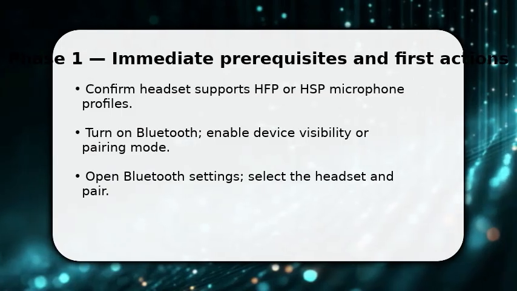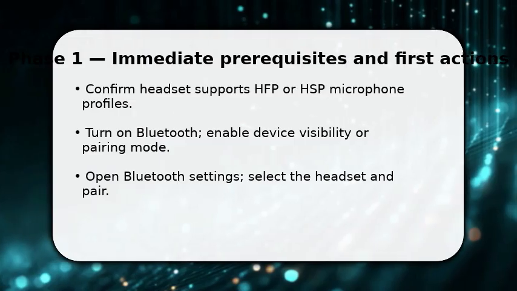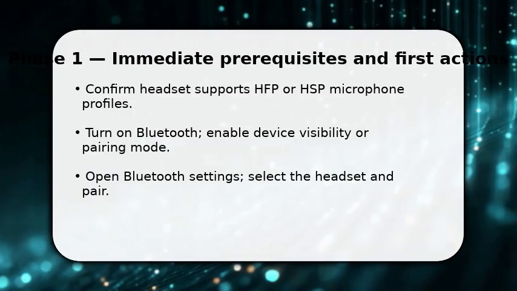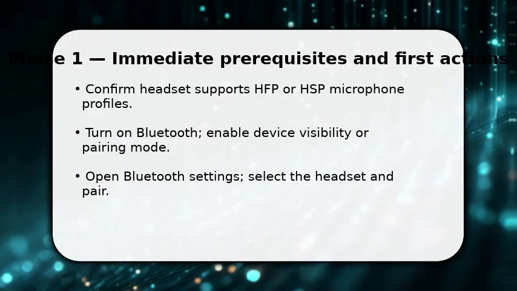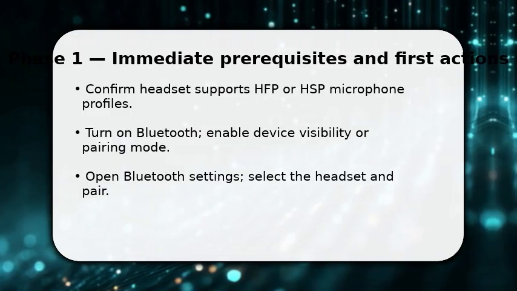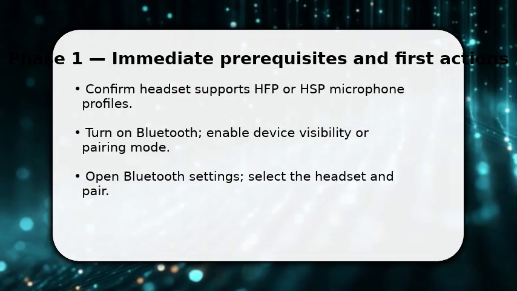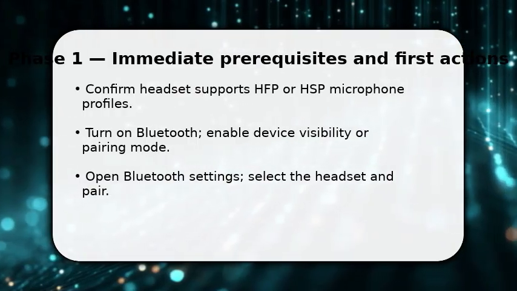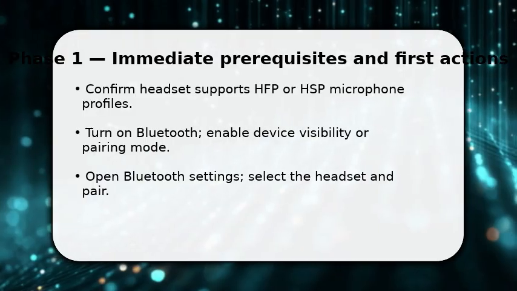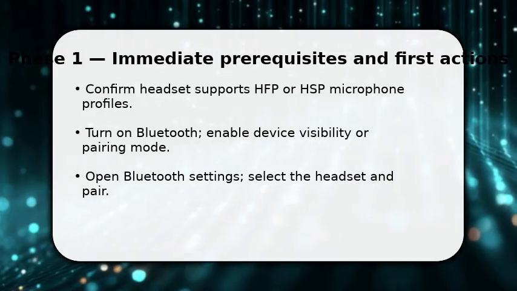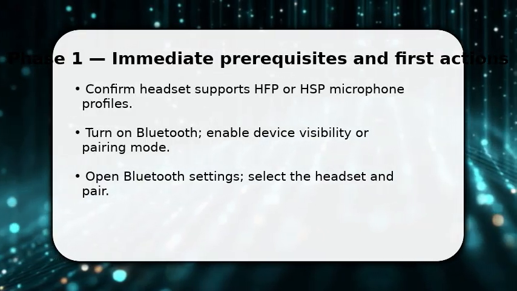You'll first confirm compatibility. The headset must support HFP or HSB so the mic can be used. Once done, turn on Bluetooth and make the headset discoverable. This begins pairing. On your phone or computer, open Bluetooth settings and select the headset to pair. Make sure battery levels are sufficient because low power can block microphone negotiation.